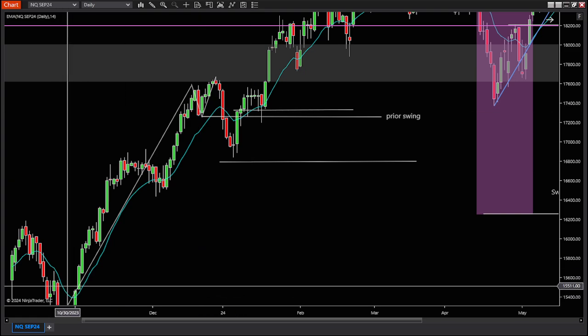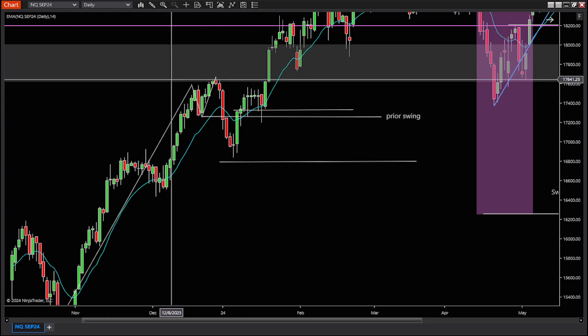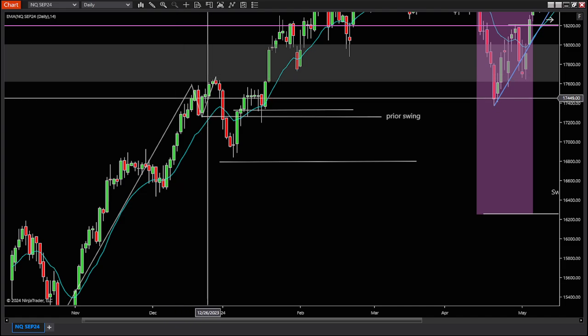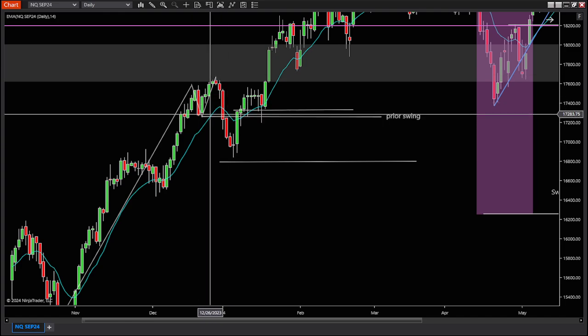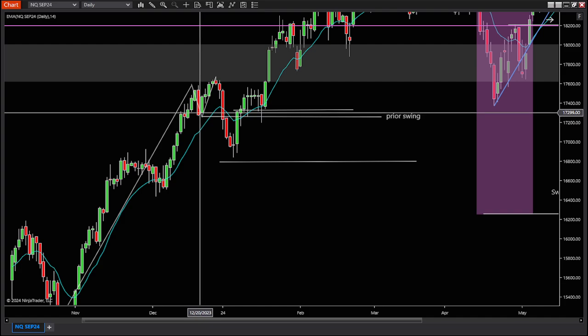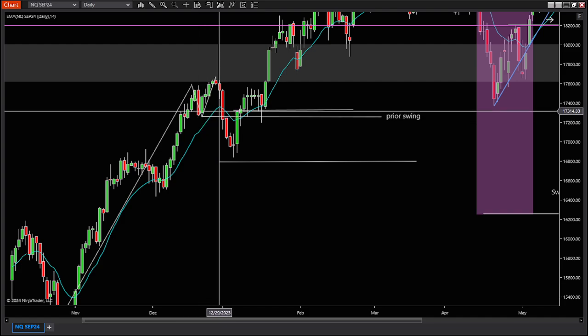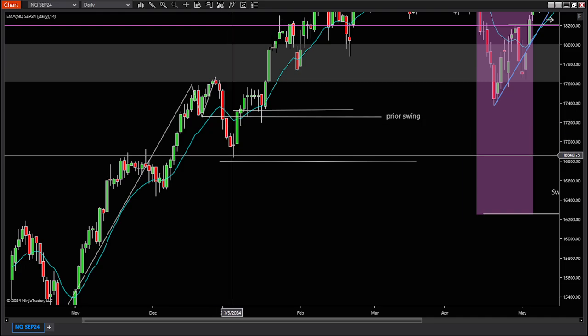To go over it again, I know I'm beating a dead horse. Strong bullish move higher, pull back, higher high. Pull back below the previous swing of the pullback right here. Separating from the EMA. We separated from the EMA.